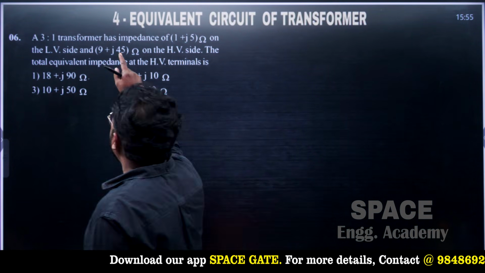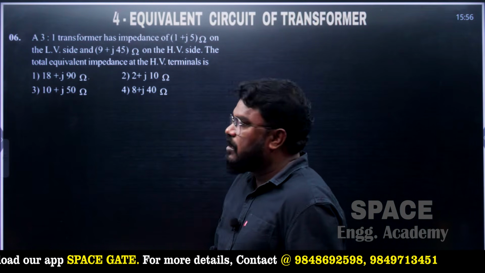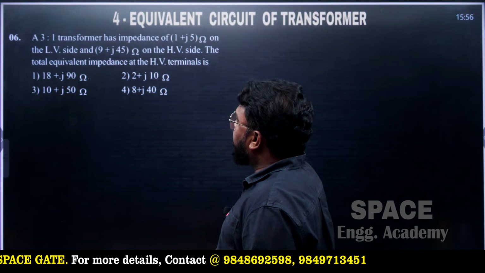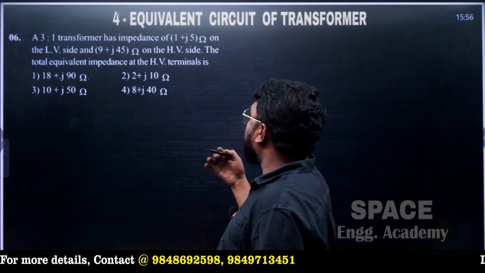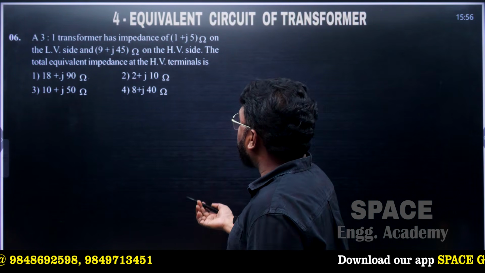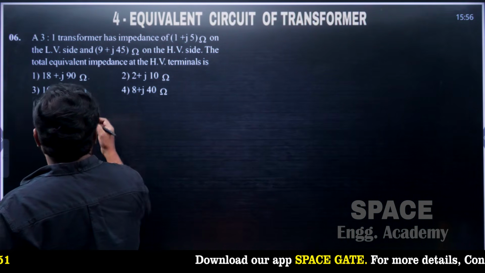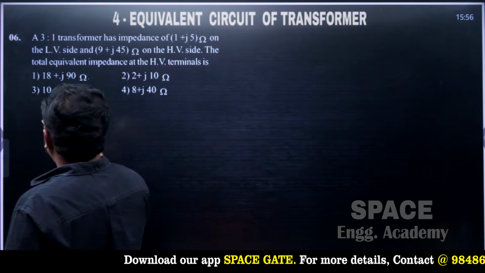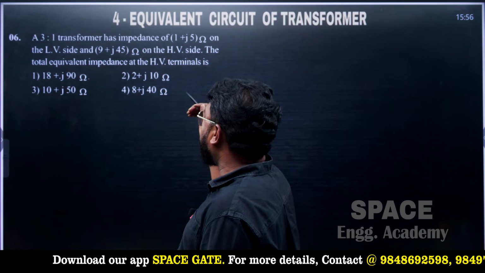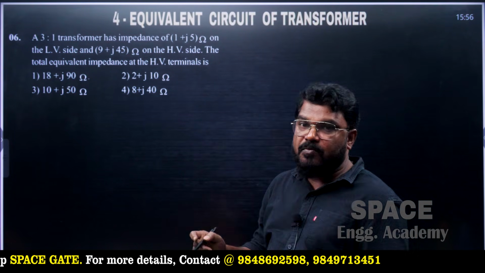A 3:1 transformer has an impedance of 1 plus j5 ohms on the LV side and 9 plus j45 ohms on the HV side. The total impedance at the HV terminals is: option 1, 18 plus j90 ohms; option 2, 2 plus j10 ohms; option 3, 10 plus j50 ohms; option 4, 8 plus j40 ohms.